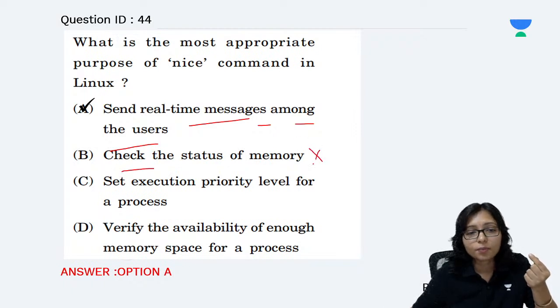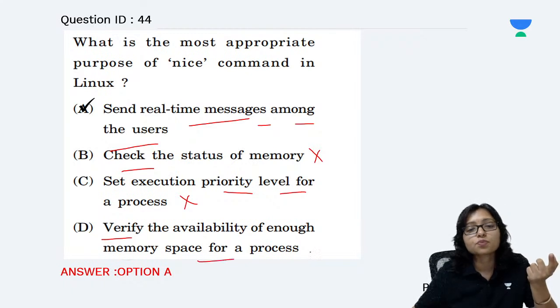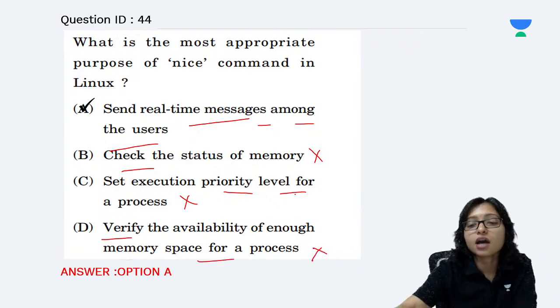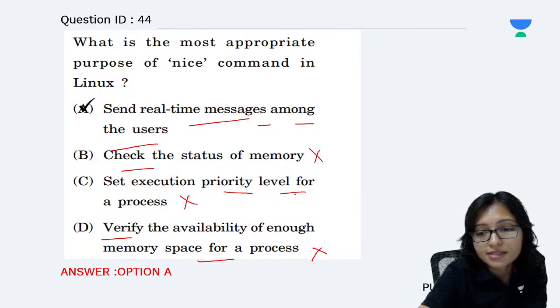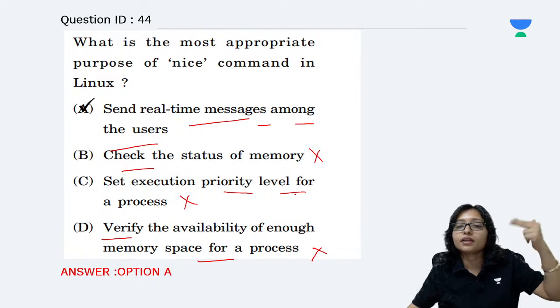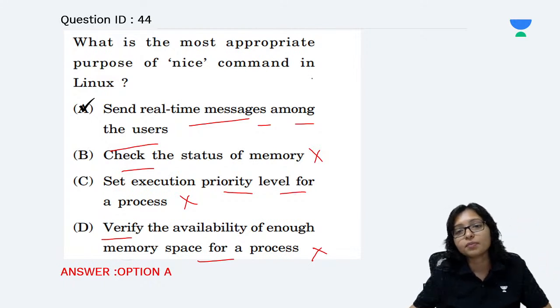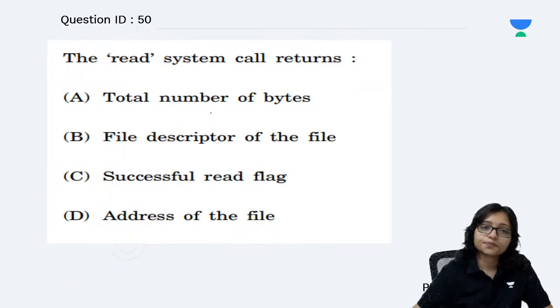Check the status of memory, no. Set the execution priority level for the process, it is also no. Verify the availability of enough memory space, no, because the purpose of the nice command is to set the execution process priority according to the increment, how it will be incremented. Normal increment will be by 10 using the nice command.